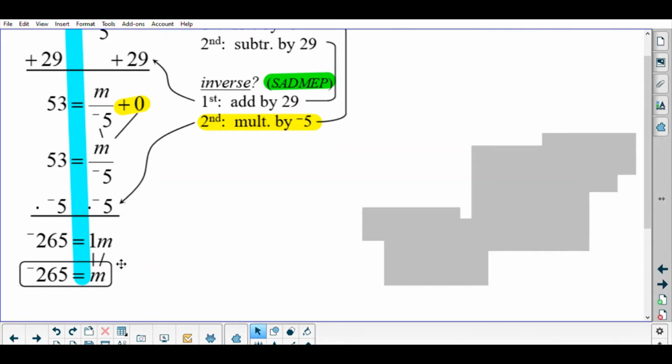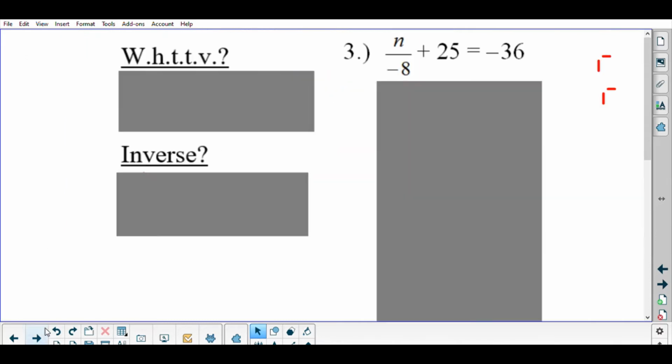Once the variable mathematically gets by itself from a series of doing inverse operations and simplifying wherever you can, once that variable gets by itself, that's when you have solved the equation, because that's when you find out that the variable equals whatever number it equals to make the equation true. Okay, I've talked you through 2 fully typed up examples.